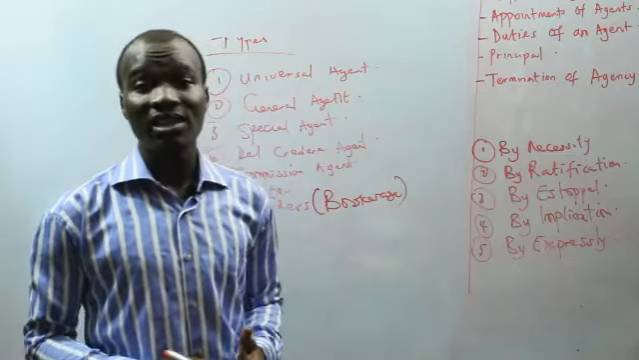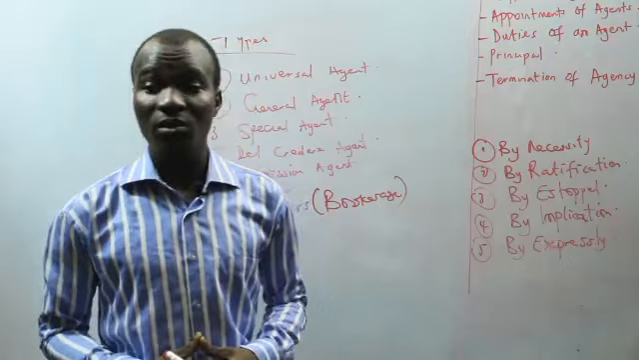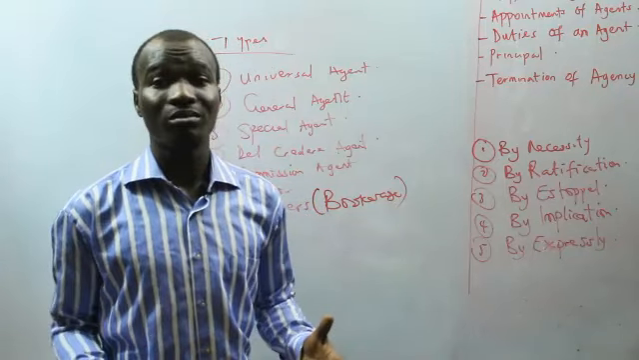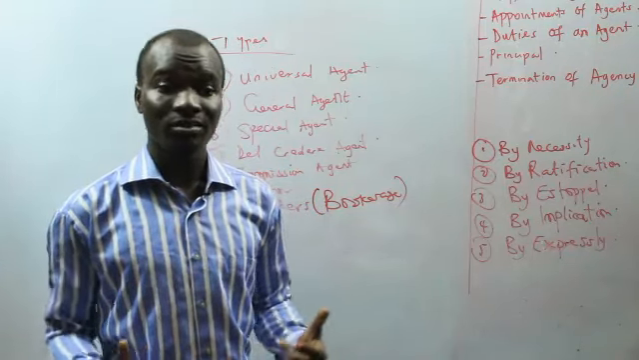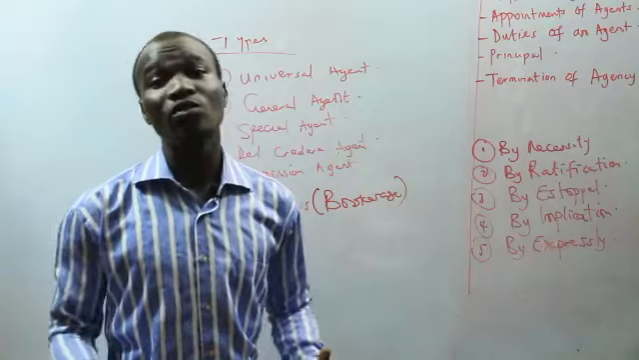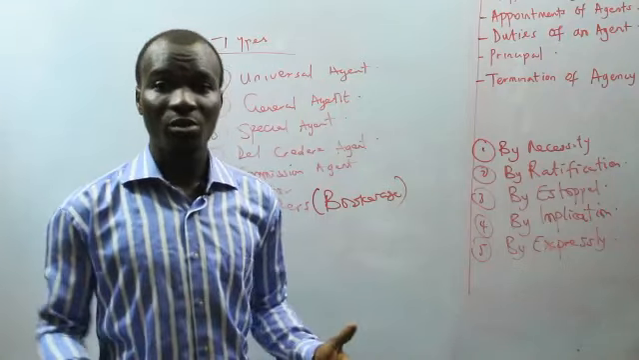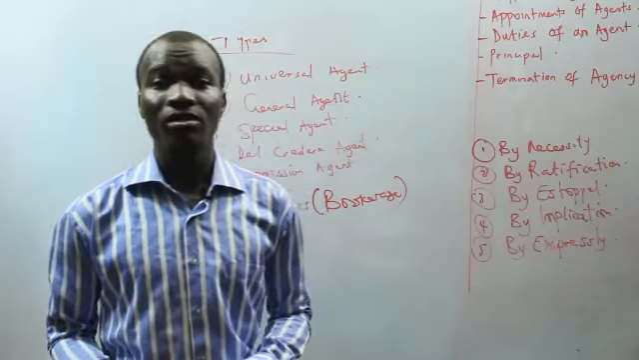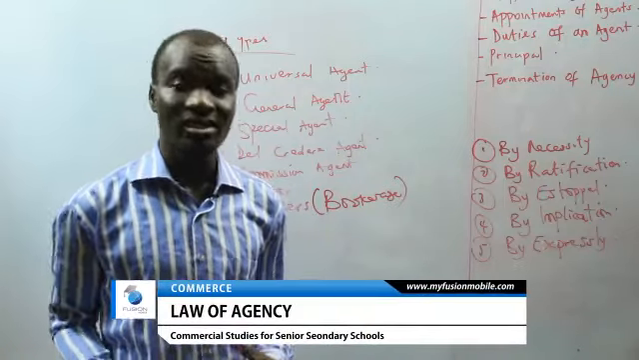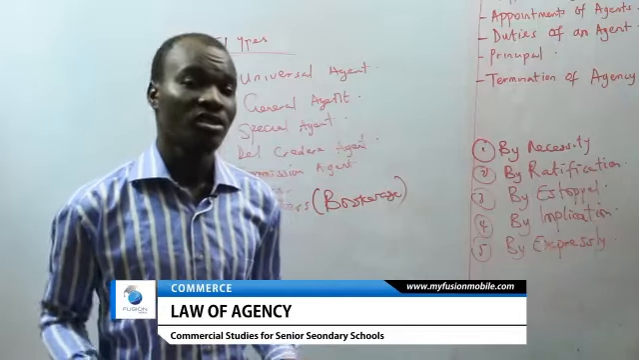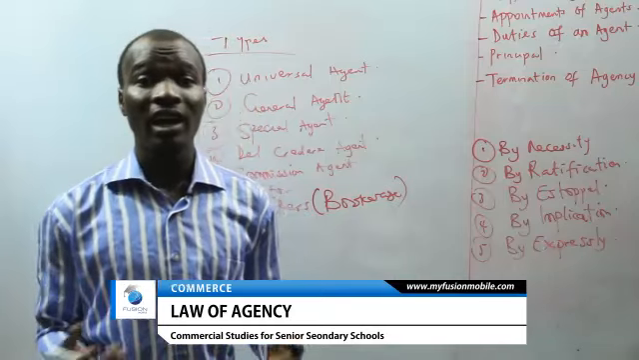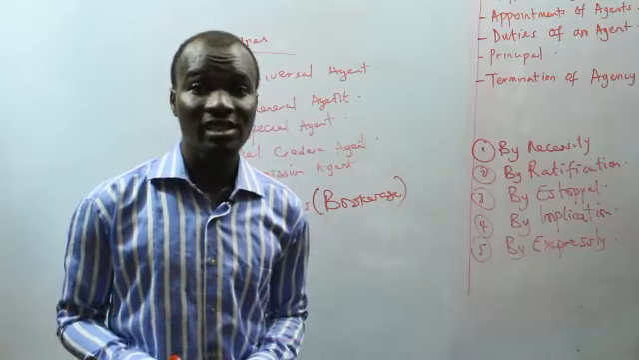The principal must also expressly give the terms of the contract to the agent, and must not disturb the agent in the process of performance of his duty. He does not have the responsibility to stop the agent in performance of his duty. And again, the principal has the responsibility to compensate the agent whenever the agent suffers any form of loss in the process of the agency.